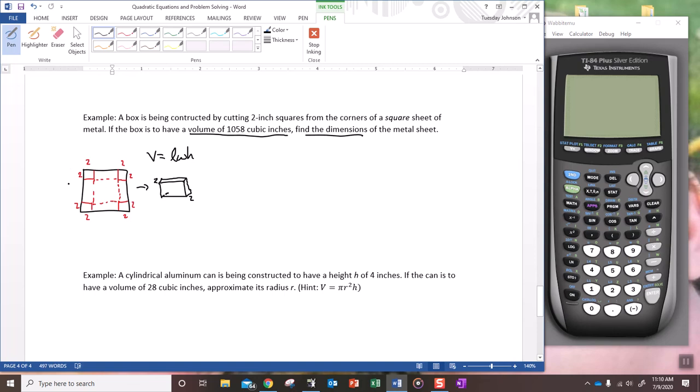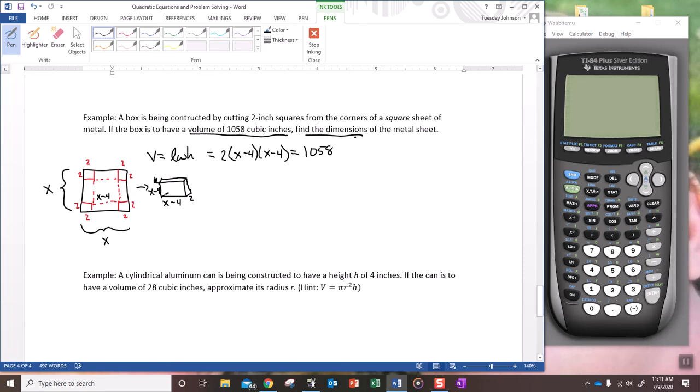Let's call this whole distance x. Since this is a square, this distance will also be x, which makes our distance inside x minus 4. Think about it. Minus 2 here, minus 2 here. So we'll have x minus 4, and a height of 2. So our volume, we will have 2 times x minus 4 times x minus 4 equals 1058.